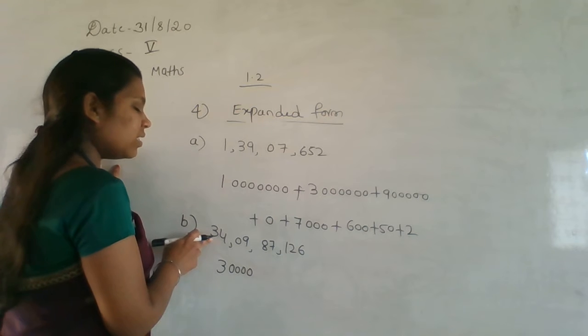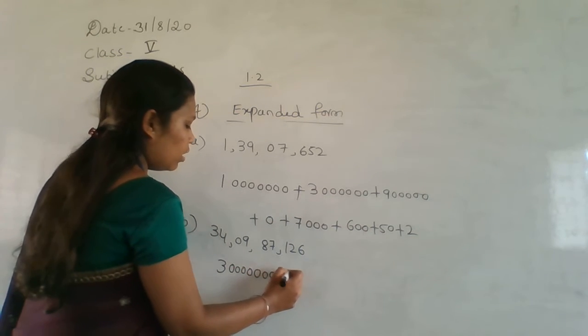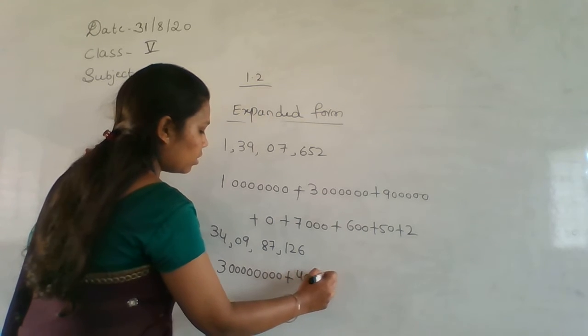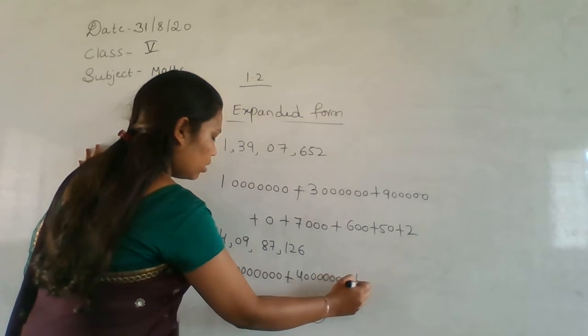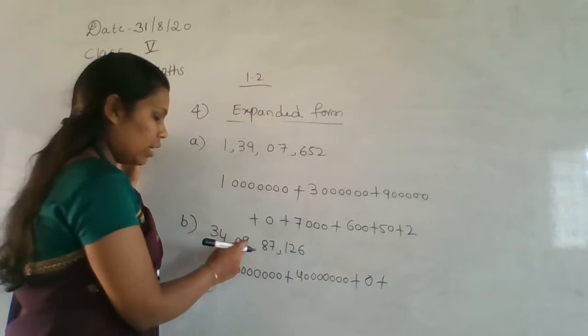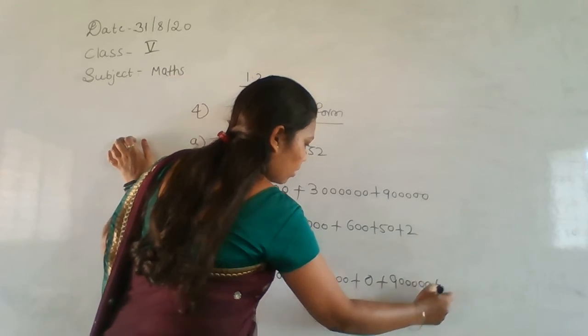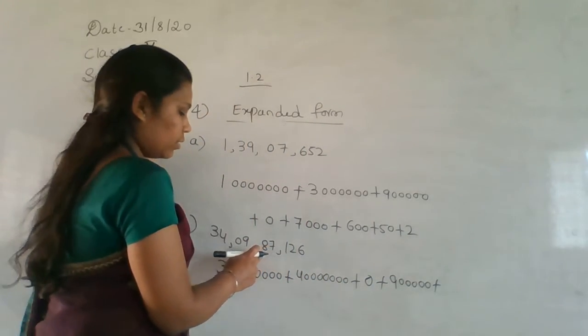34 crore means that is 30 crore, which has 8 zeros. Next, 4 crore means 7 zeros. Here 0 is there in the 10 lakh place, write a 0 only. And 9 lakh, 9 lakh means how many zeros? 5 zeros. Next 8.